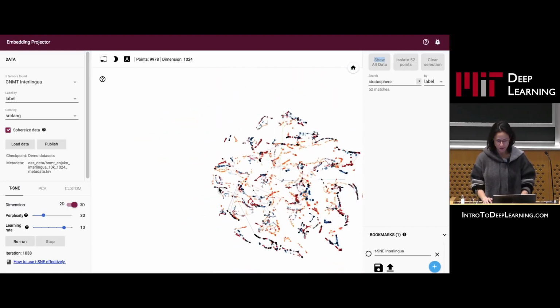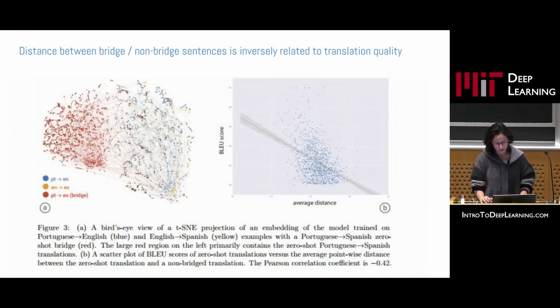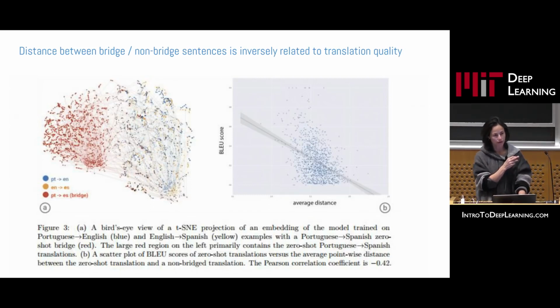Now, keep this image in mind, and I want to show you a sister image, a visualization of a sister system. This system here. It's the same kind of visualization, but this is a system that takes in English, Portuguese, and Spanish, okay? What do you see that's different here?